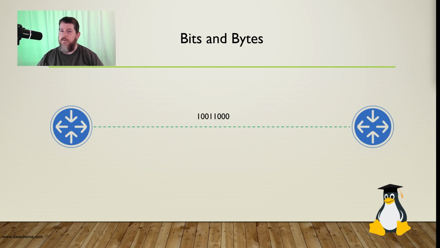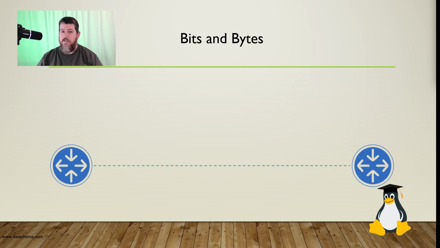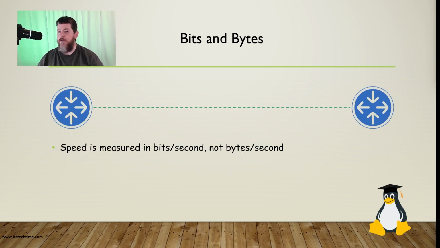So you need to think about all these ones and zeros going down the wire between devices. Going down the line 1 bit at a time, like this. It does not, however, go 1 byte at a time, similar to this. So remember, with Ethernet, speed is measured by bits per second, not bytes per second. For example, you have kilobits per second, megabits per second, or gigabits per second. And a gigabyte is roughly 8 times the size of a gigabit.